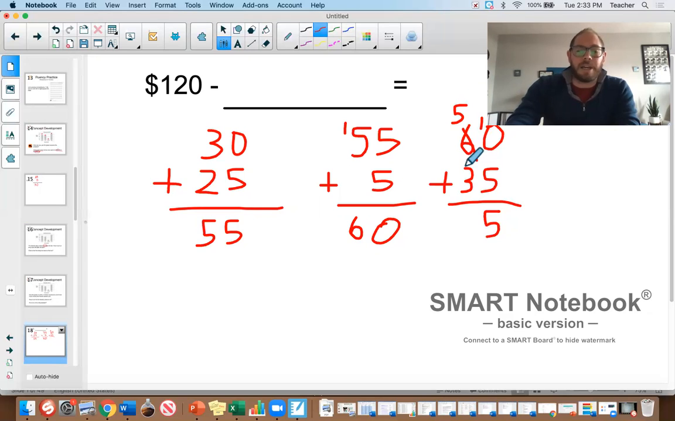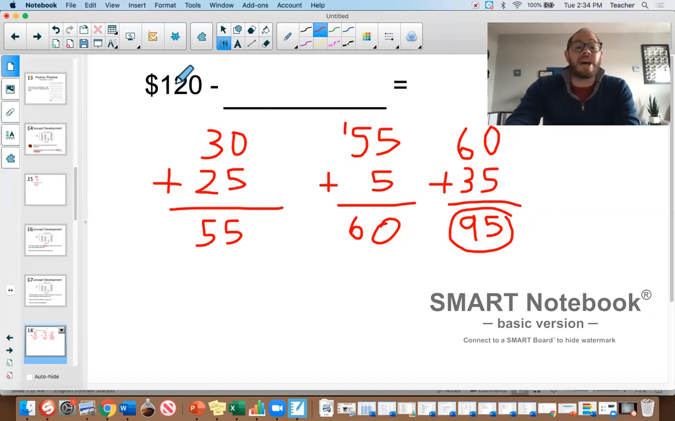5 minus 3 is, whoa, I'm sorry. I'm subtracting. I should be adding, shouldn't I? Silly me. So let me take that away. Here we are. Silly Mr. Dib. Honestly. All right. So 60 plus 35. I don't know why I subtracted. 0 plus 5 is 5. 6 plus 3 is 9. So they spent $95 at the fair.